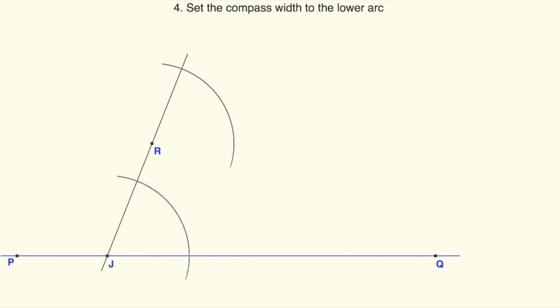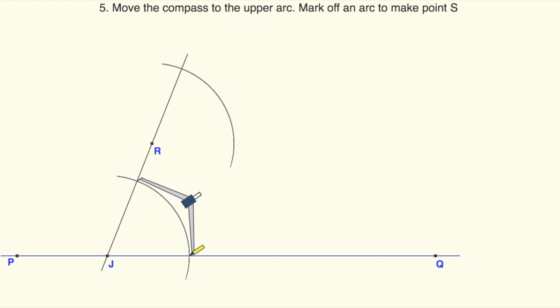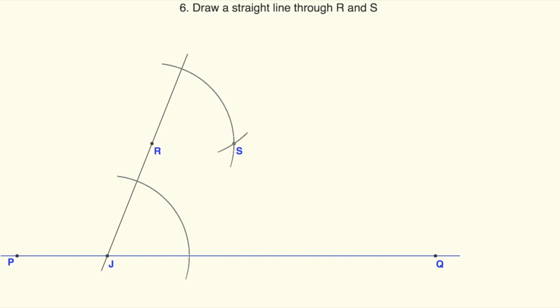Now we have two arcs, one between J and R and one above R. Set the compass width to the lower arc, so from that point intersection to this point intersection. Now move the compass to the upper arc and mark off an arc to make point S. Now draw a line through R and S. And we're done. We have line RS, which is parallel to line PQ. These little arrows here mark that it's parallel. So these two are parallel to each other.